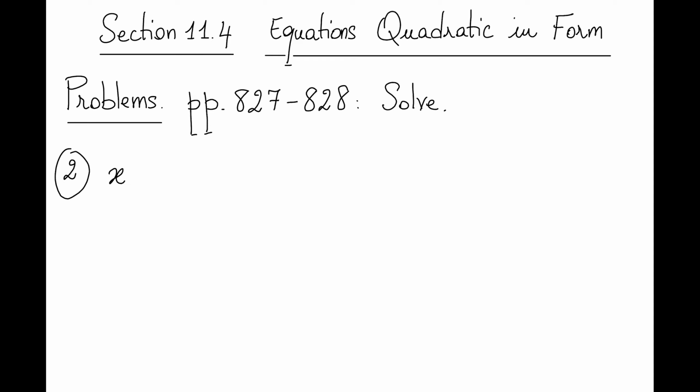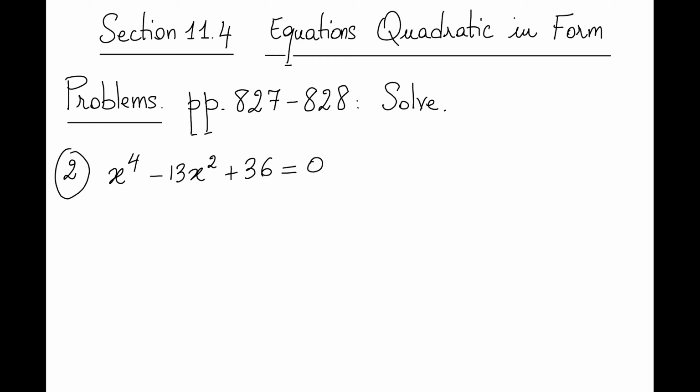So the question is, solve this equation, x^4 minus 13x squared plus 36 equals 0. We've learned so far how to solve quadratic equations. This equation is not quadratic, but it's quadratic in form. By this we mean that if you do a certain substitution, you can turn it into a quadratic equation.